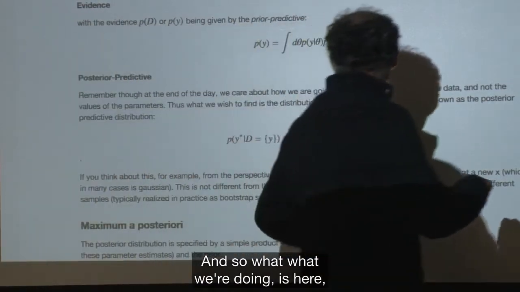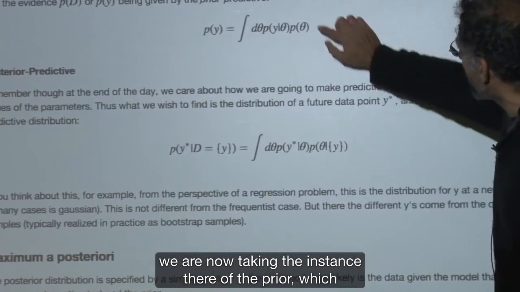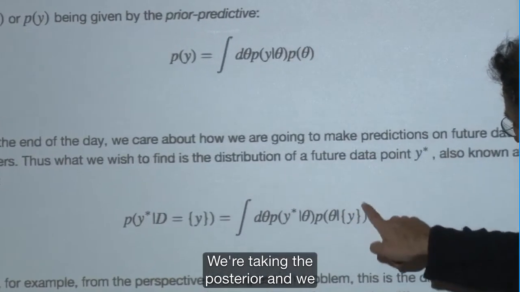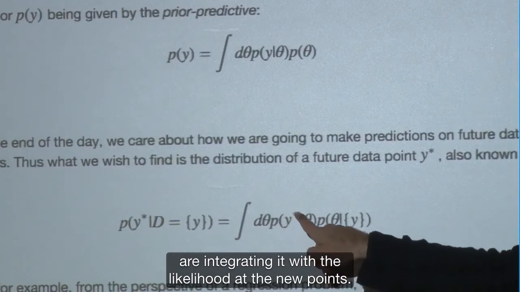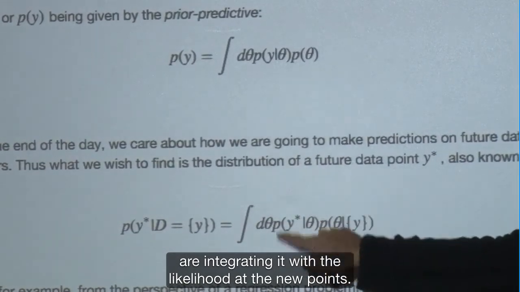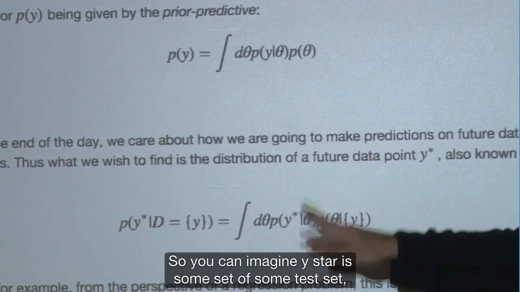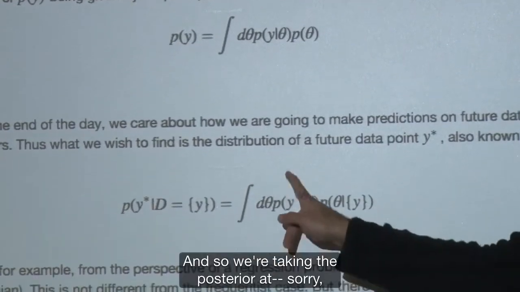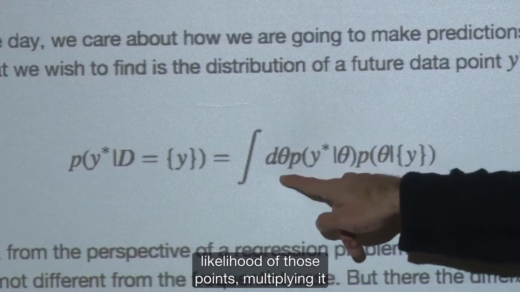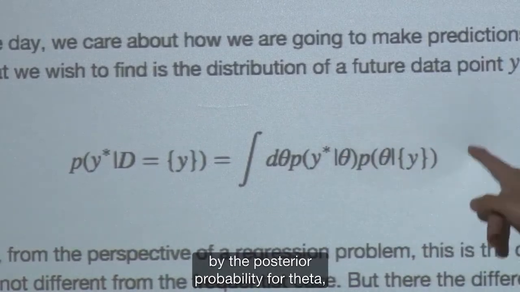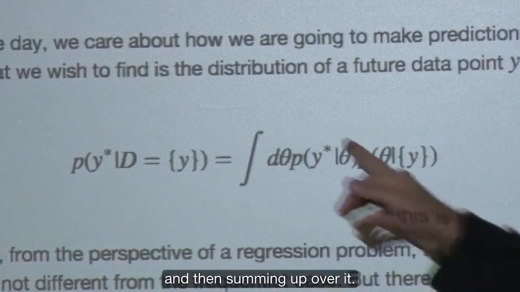And so what we're doing here is, instead of the prior, which was over here in the evidence, we're taking the posterior, and we are integrating it with the likelihood at the new points. You can imagine that y star is some test set, if you like. So we're taking the likelihood at those points, multiplying it by the posterior probability for theta, and then summing over it.